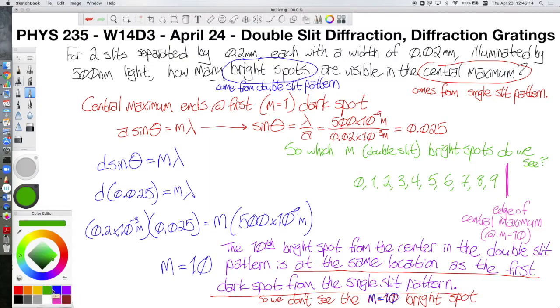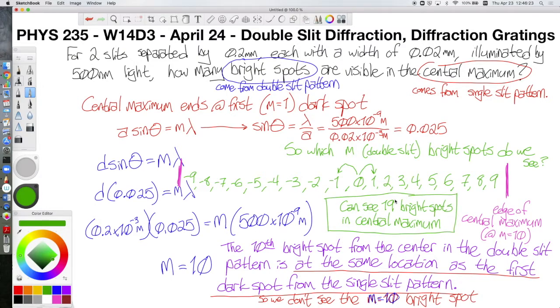But our pattern is symmetrical, so we'll still be able to see the first bright spot over from the center to the right, the first bright spot from center over to the left, and so on. So you can go from 0 all the way up to m equals 9. You can also go from 0 all the way out to m equals negative 9. And then we'll again reach the edge of the central maximum. So total, we are able to see 19 bright spots.